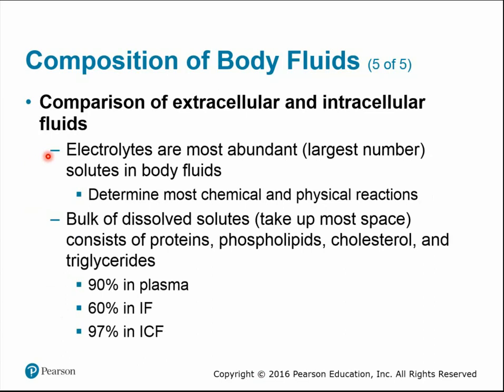Like we said, electrolytes are going to be more abundant than our non-electrolytes. They're the most abundant in terms of sheer numbers of solutes in the body. However, the bulk, as in taking up the most space, would be proteins, phospholipids, cholesterol, and triglycerides. This is because these are actual large molecules, and electrolytes are just ions, or small chemical molecules. Our dissolved solutes, most of them will be in the plasma, like your plasma proteins and clotting factors, some in the interstitial fluid and the intracellular fluid.